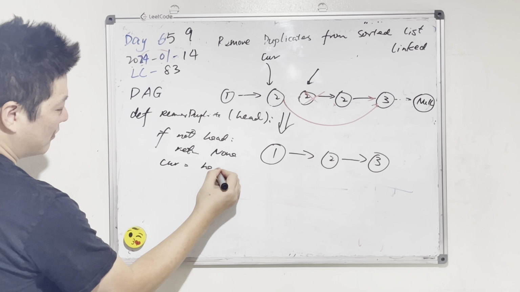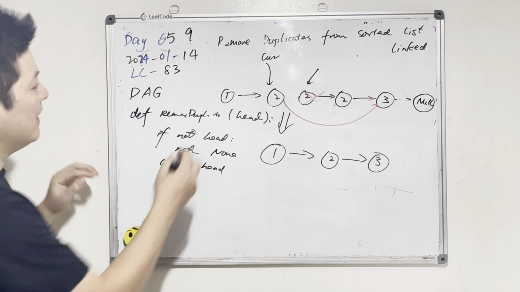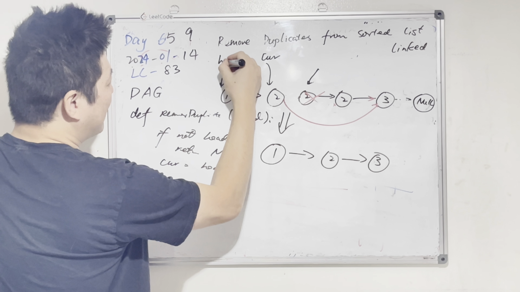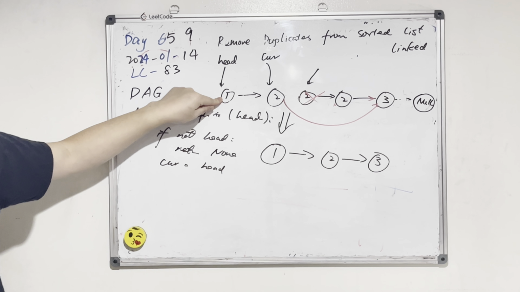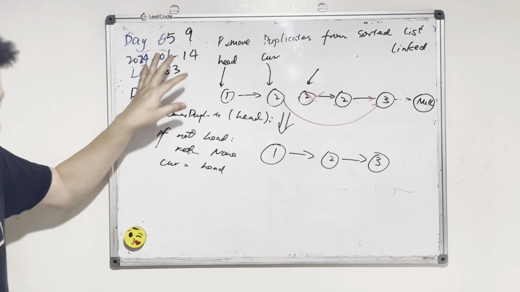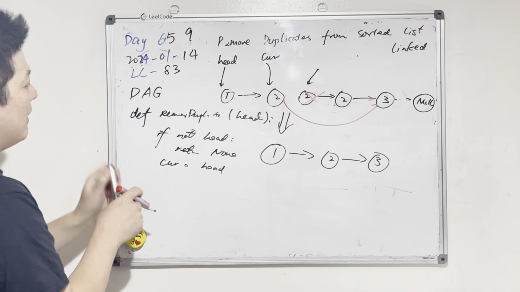Current equals head. Because we don't want to modify the head, right? This is the given head. We return this head, right? We always return the first element because the first element can't be removed. So instead of modifying the head, we use a current. We set a current here.